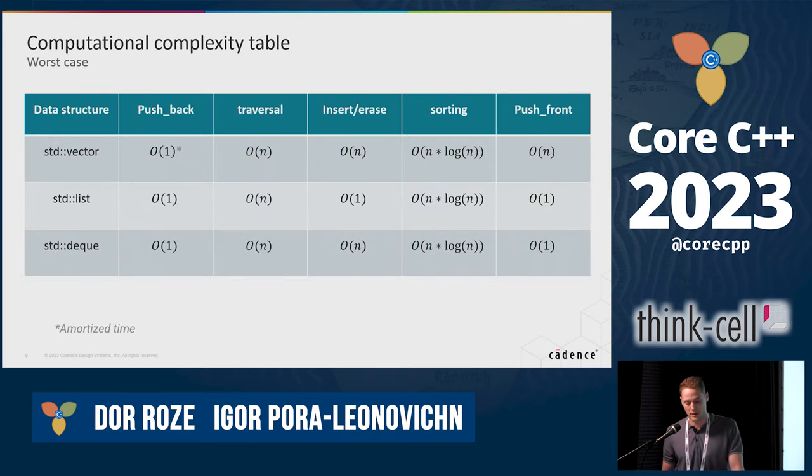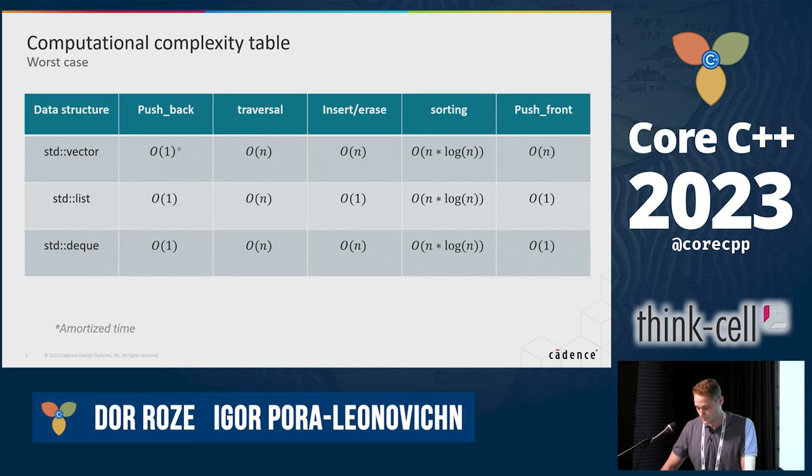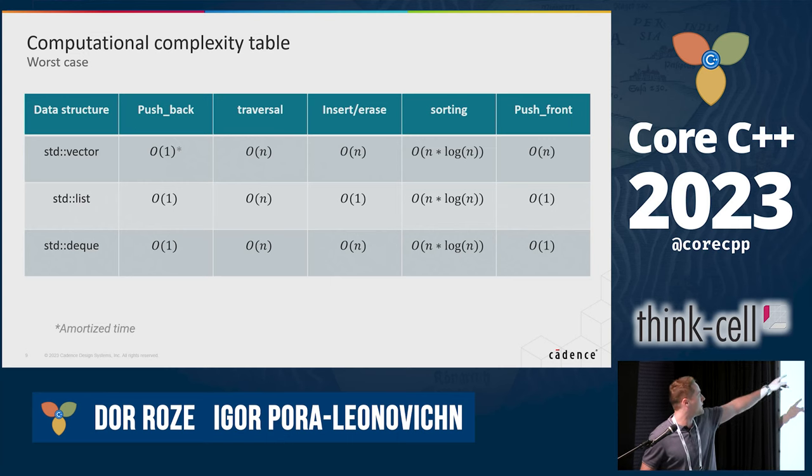So this is the complexity table. We are going to see this table also in the next slides. We can see the time complexity for each one of the operations. For example, in a vector, list and deque, sorting is done in big O of n log n in all data structures. So we are going to see this table a lot in the next slides. And you can see the vector push back is amortized time, big O of constant.